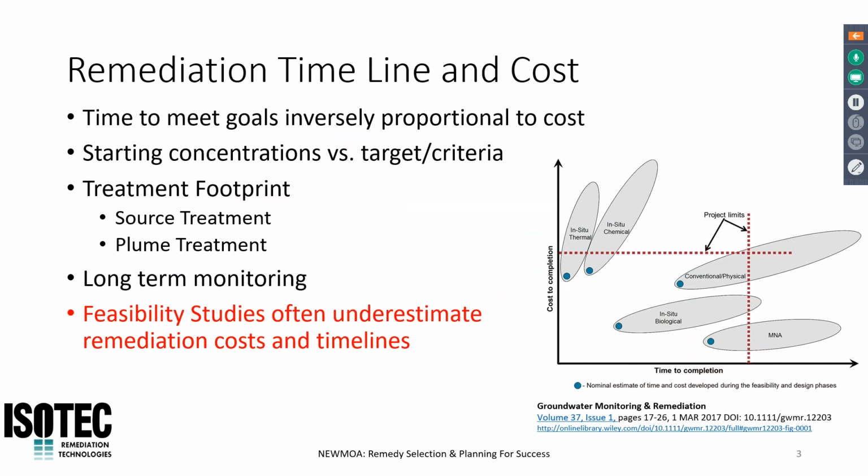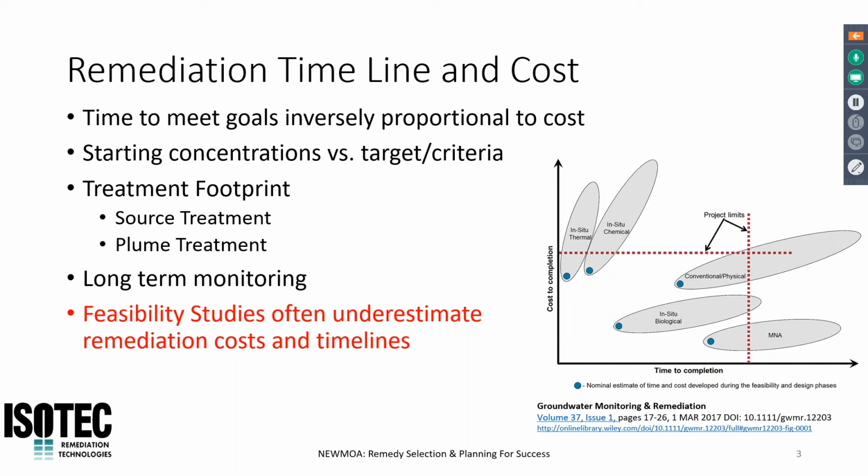So feasibility studies are looking at time to meet goals and cost. And generally, we'll find that the time frame for treatment or closeout, which is estimated, is inversely proportional to cost. And that can vary based on what the starting concentrations are, if you've got really low criteria, the size of the plume, if you just have source area, or if you've got a large groundwater impacted area.